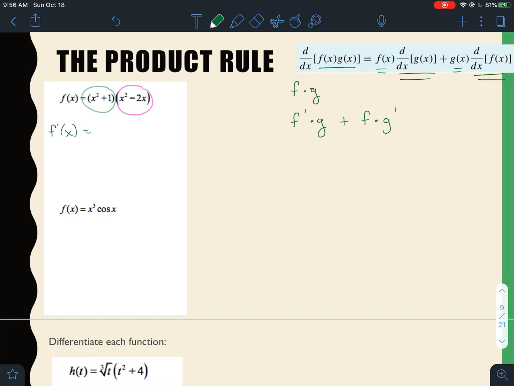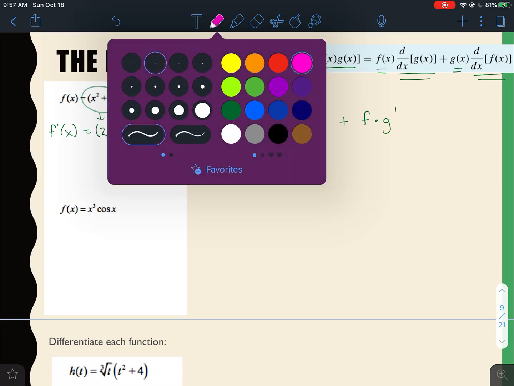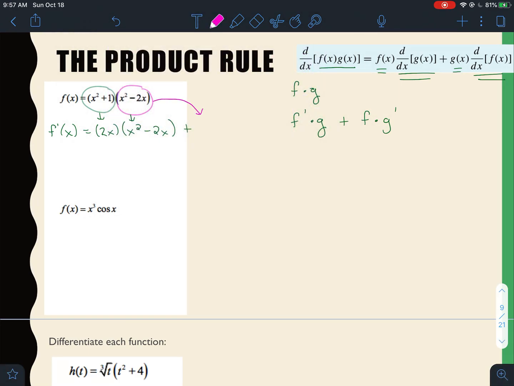So for this one, the derivative f prime of x would be: the first function is x squared plus 1, so the derivative of x squared plus 1 is 2x. So I'm going to take the derivative, 2x, then I multiply that by the second function, x squared minus 2x. And then I'm going to add that to, now I'm going to take the derivative of the second function, and the derivative of the second function is 2x. And then I multiply that by the first function, x squared plus 1. And again, the order in which you multiply the first two pieces or the second two pieces doesn't matter. And you can add them in either order. So I could do the pink before the green or the green before the pink.